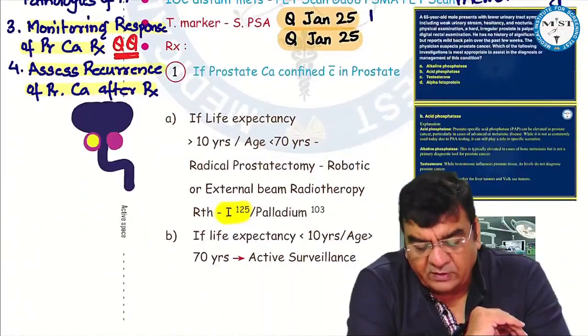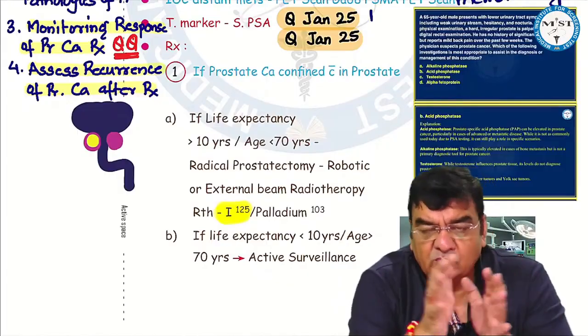Now, what should be the treatment for prostate cancer? There are two stories.